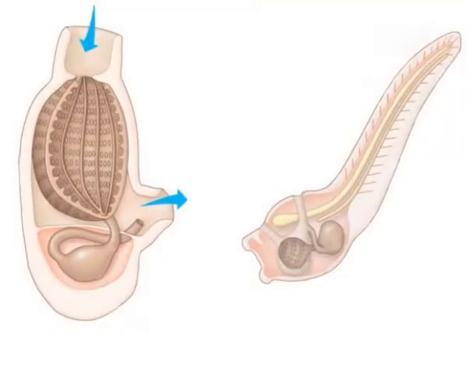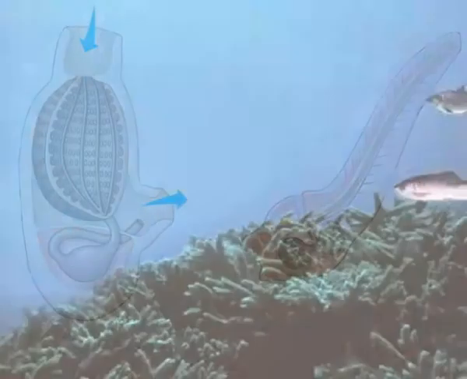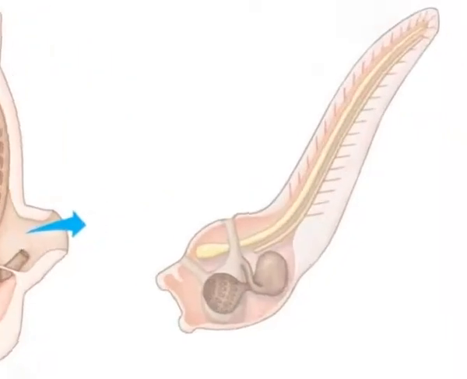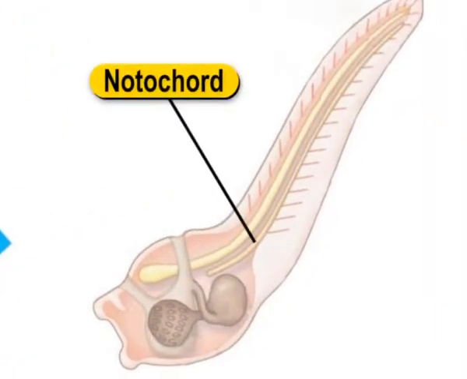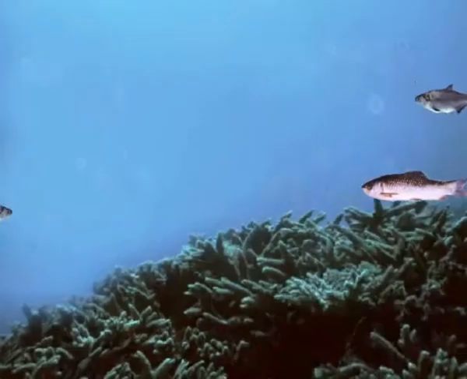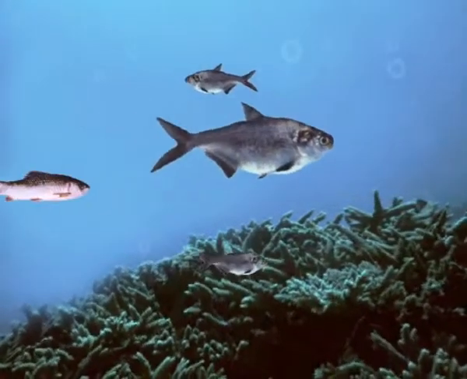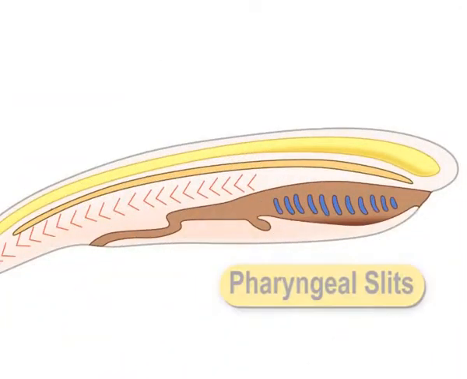In some non-vertebrate chordates and fishes, the notochord persists as a laterally flexible but incompressible skeletal rod that prevents telescopic collapse of the body during swimming. Pharyngeal slits are located in the pharyngeal part of the digestive tract behind the oral cavity and anterior to the esophagus.